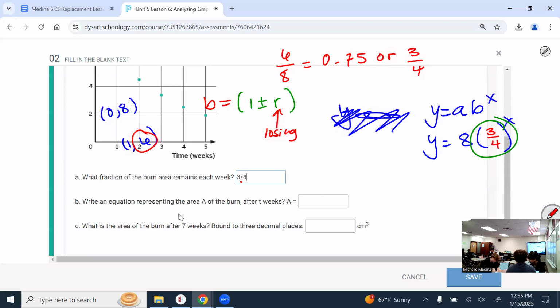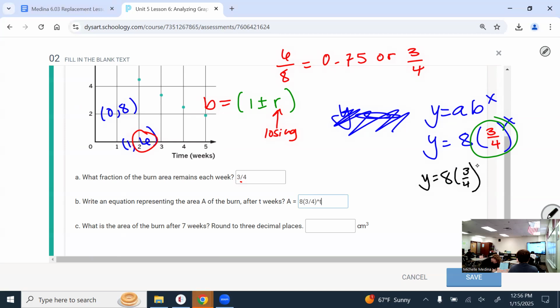Then write an equation representing the area of the burn after T weeks. So I'm going to type it in this way and we'll see what the key accepts. But I would just do 8 parentheses 3/4 close parentheses, and I'd use the little caret, like shift 6, T. I'd really pay attention to what variables it wants. That's why I didn't put x, because it said to use T weeks. Then it says, what's the area of the burn after 7 weeks? So if weeks is on my x-axis, then I am going to plug it in for the x.